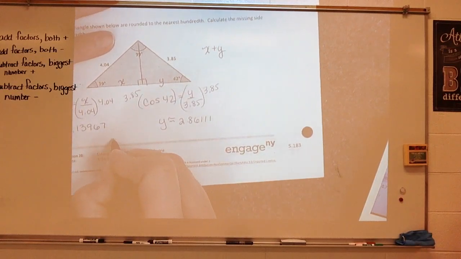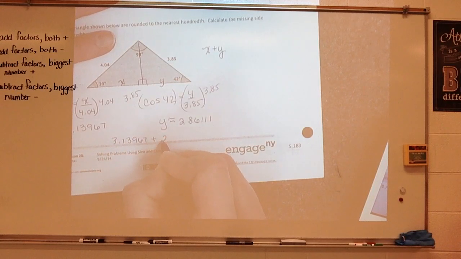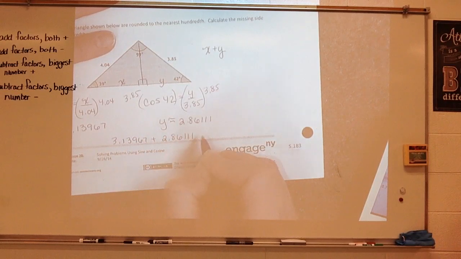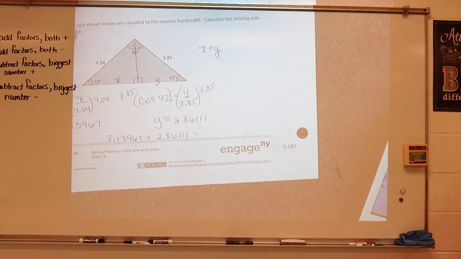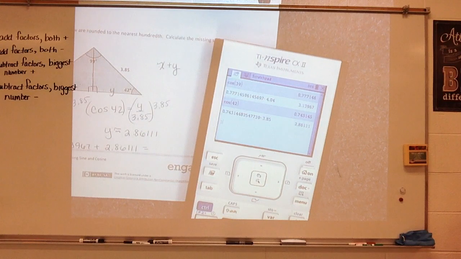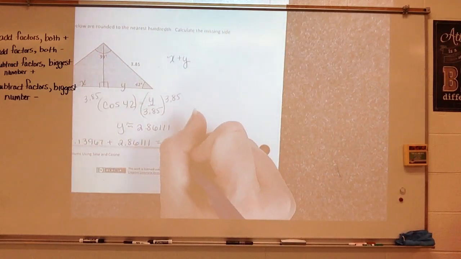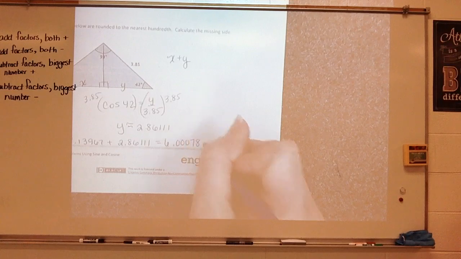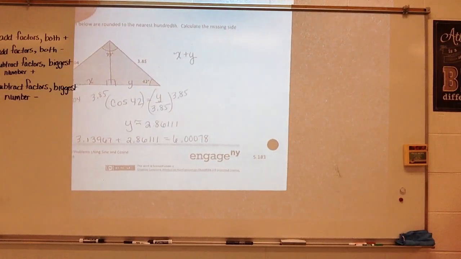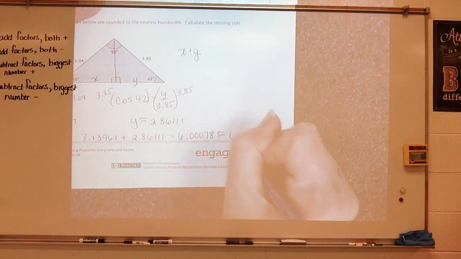Now, in order to figure that out, I would add these, 3.13967 and 2.86111, which gives me 6.00078. So we're going to say it is approximately 6.